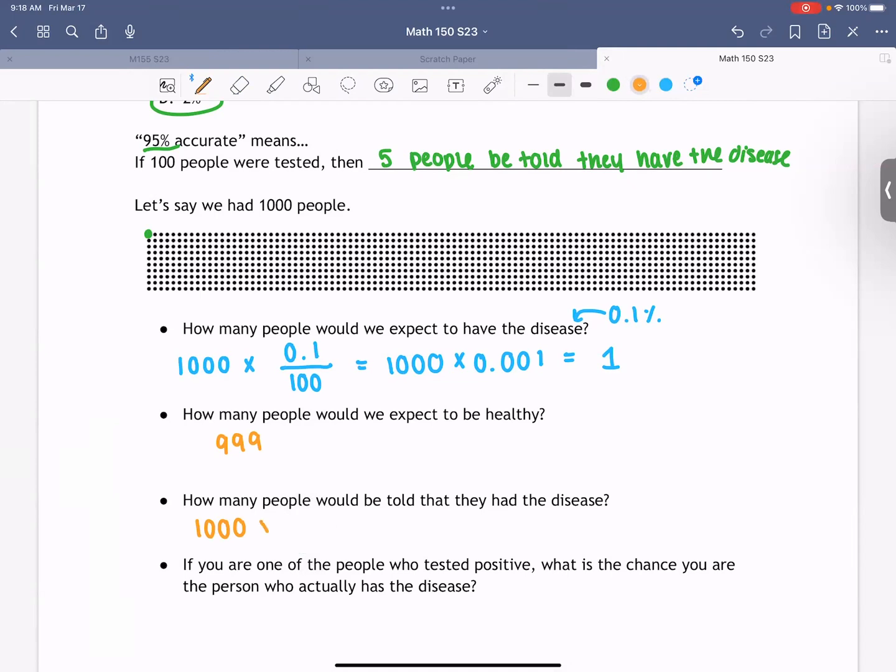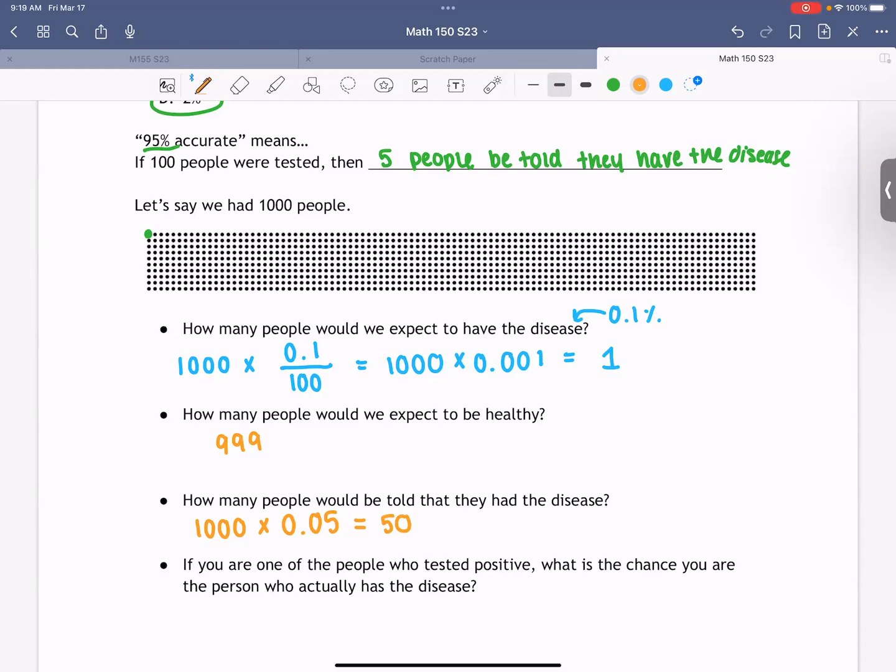0.05 or 5 over 100. I'll write that as the decimal. I like decimals better. Okay, so 95% accurate means 5 out of 100, or 0.05, people are going to be told they have the disease. So if I want to convert that to 1,000 people, I'm just going to multiply 1,000 times 0.05. That gives me 50.